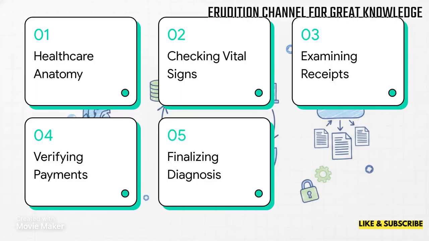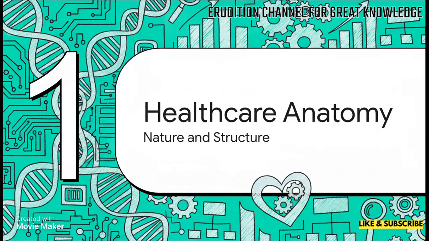We're going to walk through our definitive auditing solution using a medical diagnosis approach. Our agenda covers 1. The anatomy of healthcare orgs, 2. Checking the vital signs, 3. Examining the receipts, 4. Verifying the payments, and 5. Finalizing the diagnosis. Let's get right to it. Section 1, Anatomy of Healthcare Orgs.